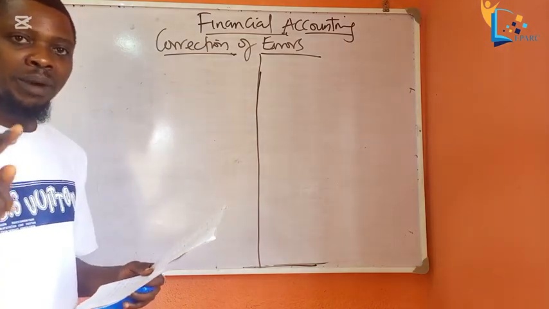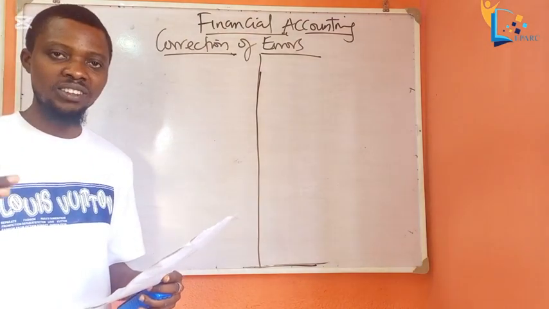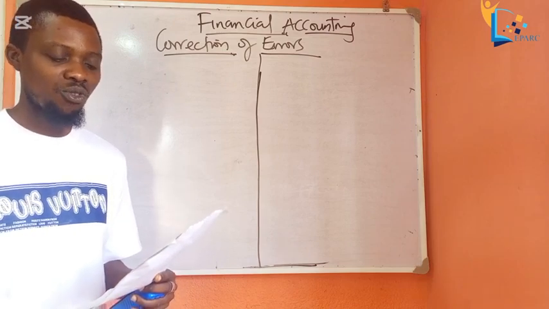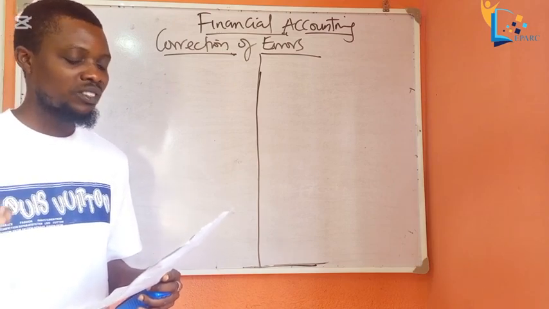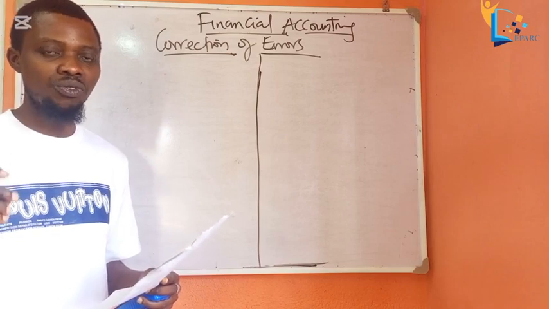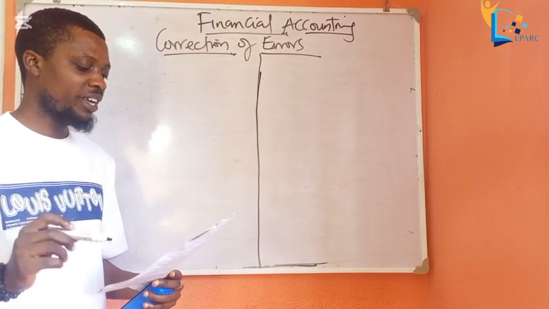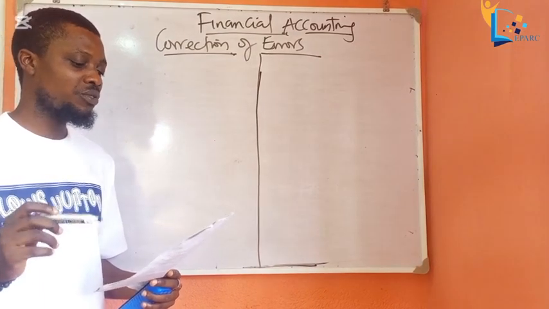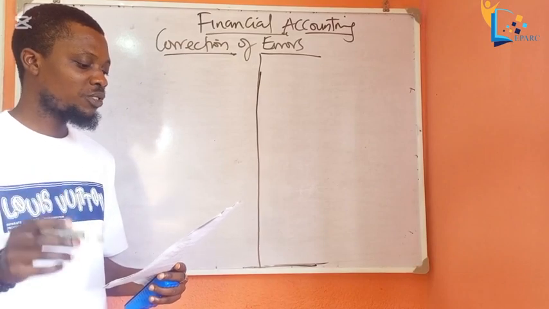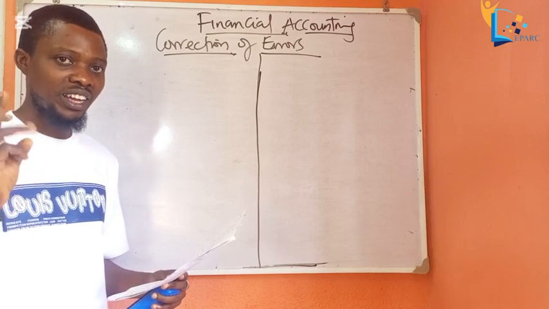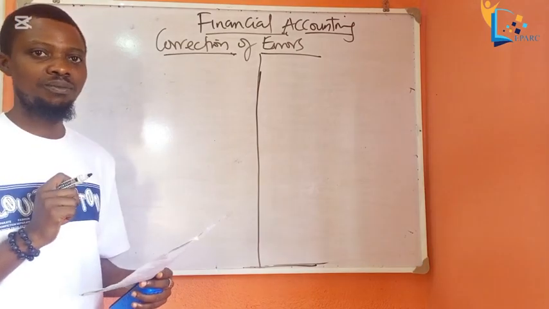Now, remember the steps I gave you to correct an error. Number 1 step is what? Identify the kind of error. Are we together? Now, number 1, purchase of an adding machine for 750 was debited to office expense account. The first step I gave you is to identify the kind of error. What kind of error is this?